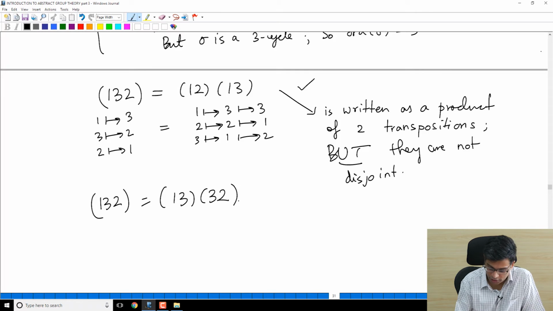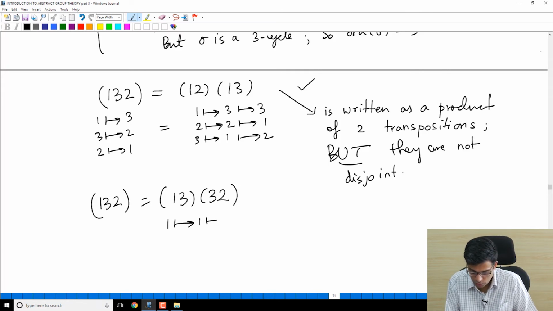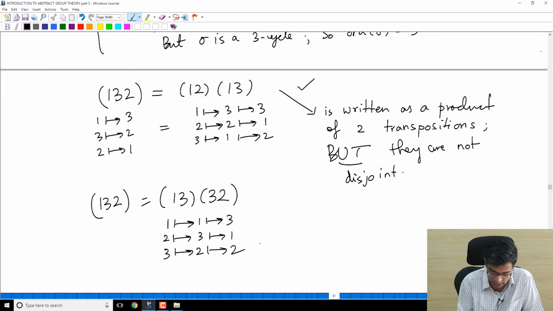Okay, as you can quickly check, what happens to 1 in this? 1 goes to 1 under the first one, 1 goes to 3 under the second one. 2 goes to 3 under the first one, 3 goes to 1 under the second one. 3 goes to 2 under the first one, 2 goes to 2 under the second one. So this is the same as (1 3 2), right? We have proved this.